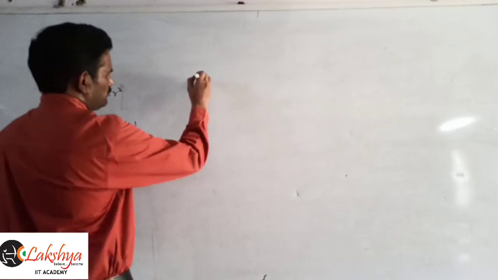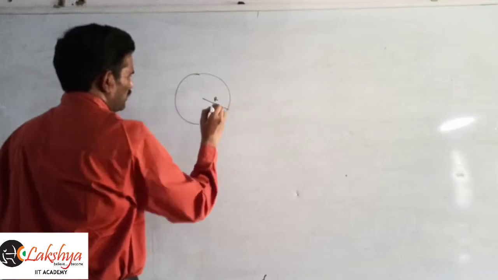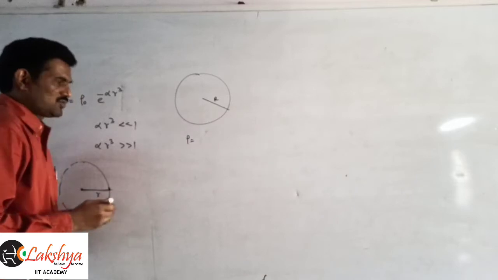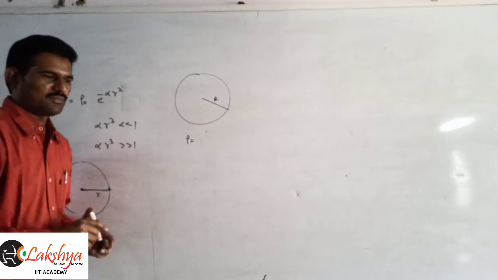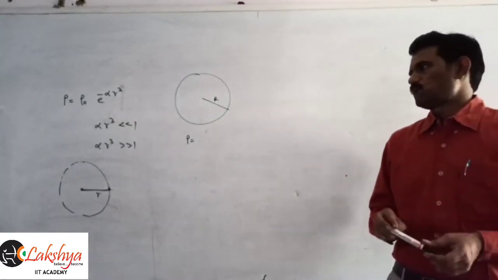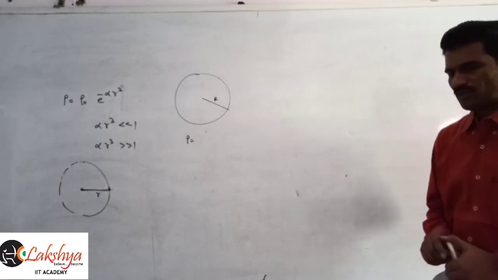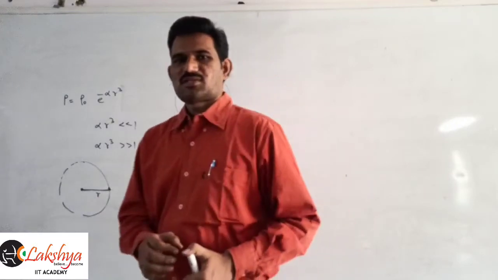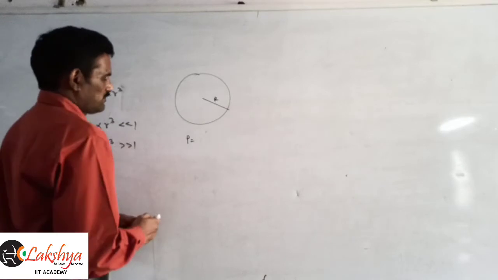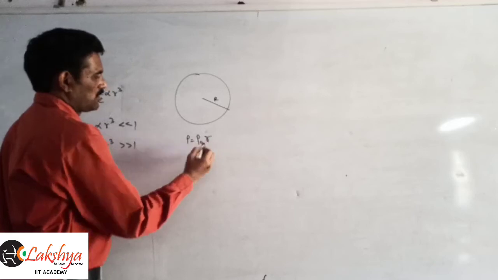Next problem. This is a sphere of radius R. The charge density in a sphere of radius R varies with the distance from the center of the sphere, that is r smaller in brackets, as rho is equal to rho naught into r.